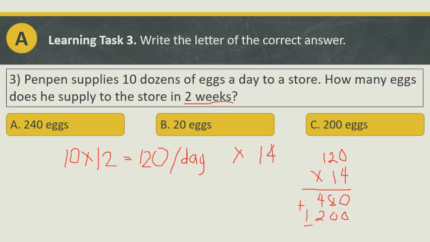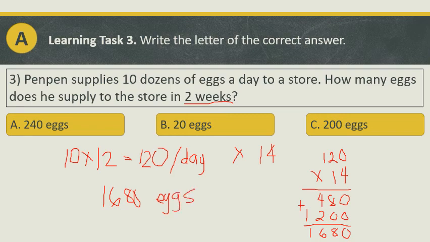So, i-add natin siya. So, ito po ay 0 plus 0 is 0. 8 plus 0 is 8. 4 plus 2 is 6. And bring down 1. So, ibig sabihin, ang answer po natin is 1,680 eggs.